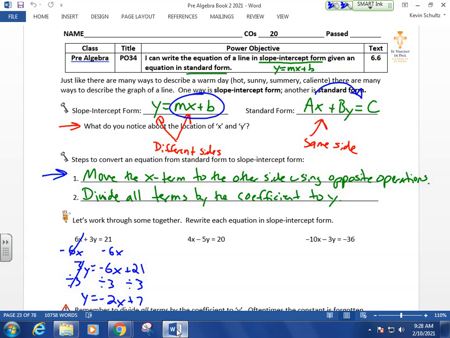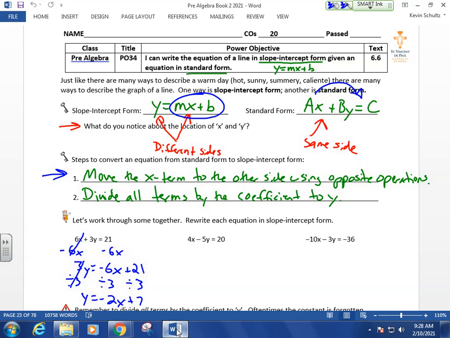Yeah, John. You did divide by 3 because there's a 3 right there. Correct, because that was the coefficient to y. So in this next one, when we do it, what's the coefficient to y? Negative 5. So we're going to divide by negative 5. Yep, and we'll do that one together. Anything else?